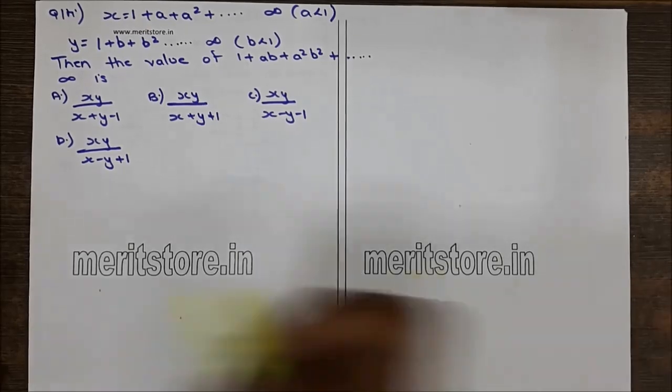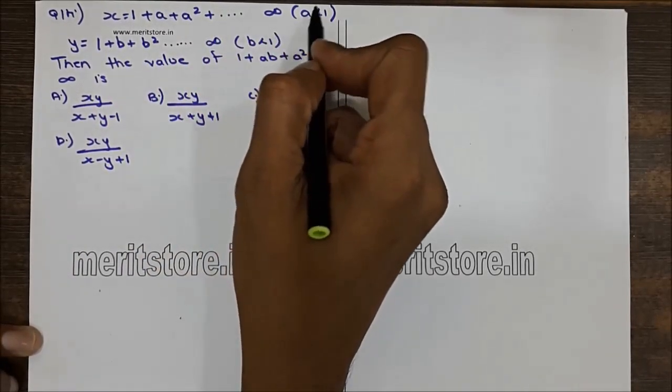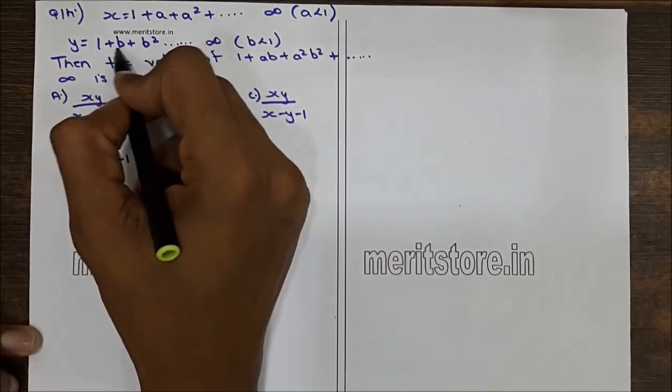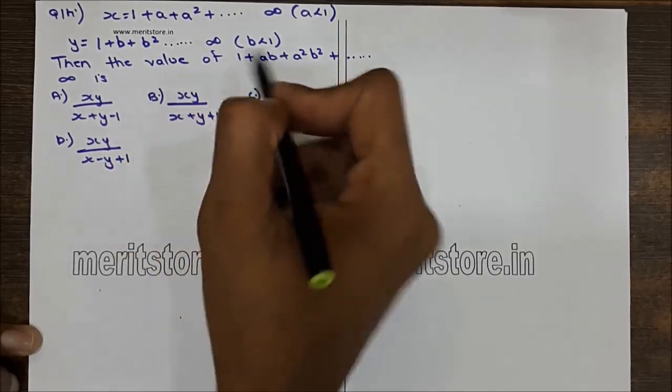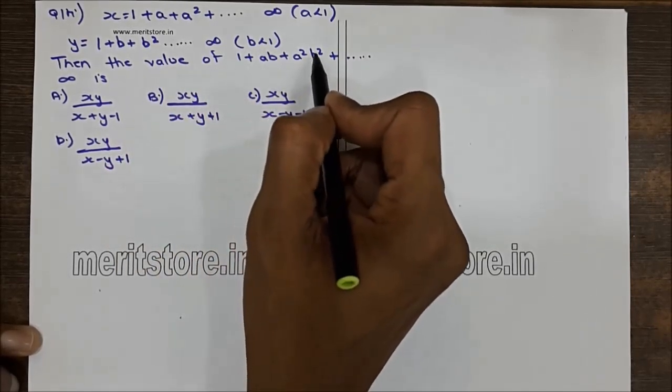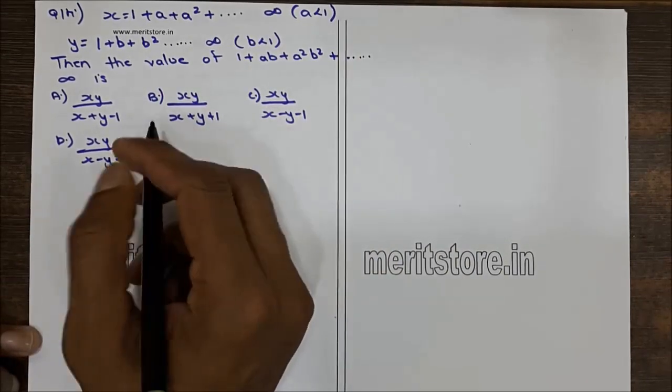Question 14. x = 1 + a + a² + ... tends to infinity, where a is less than 1. y = 1 + b + b² + ... tends to infinity, where b is less than 1. Then the value of 1 + ab + a²b² + ... tends to infinity is, we have four options, that is in x and y.